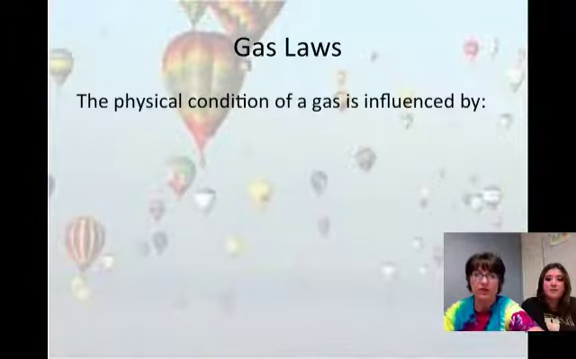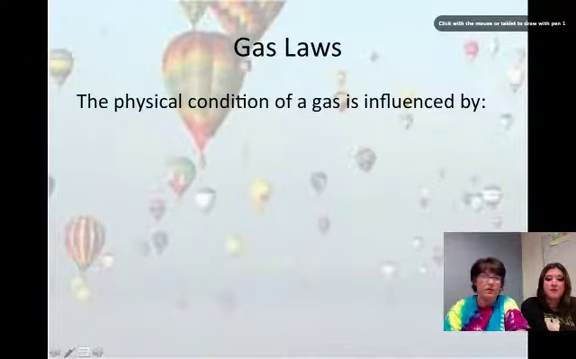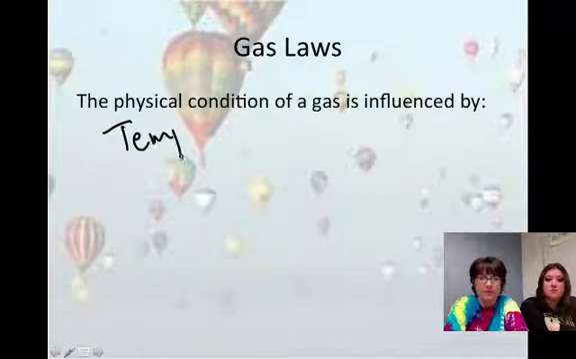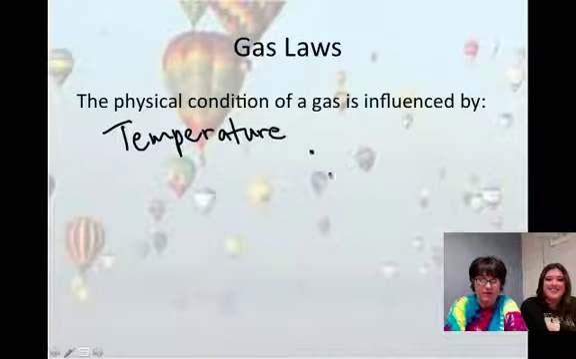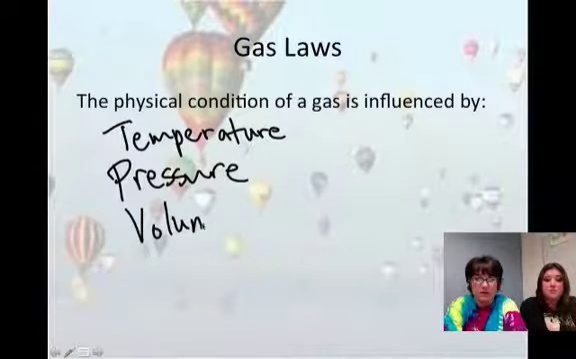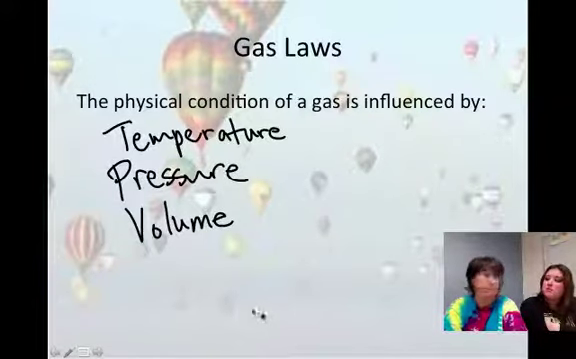So what are those variables that might influence the condition of a gas? What things might change it? Temperature. Right, a hot air balloon is called hot air for a reason. What else? Pressure. And? Volume. And more? How about the amount of a gas?